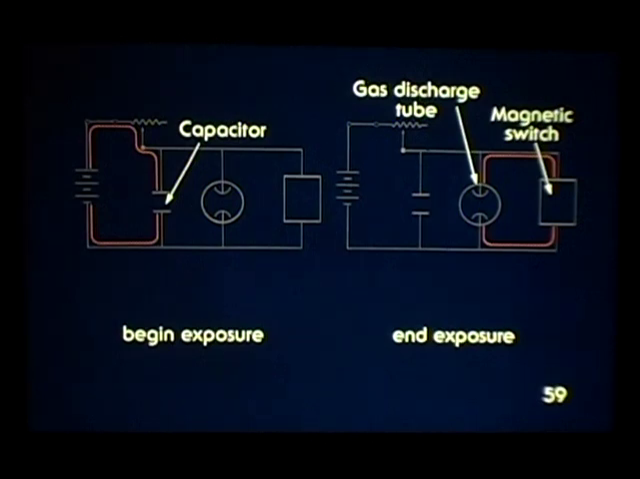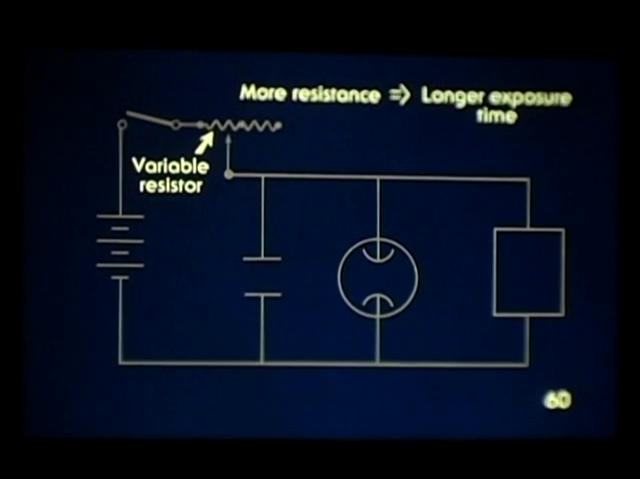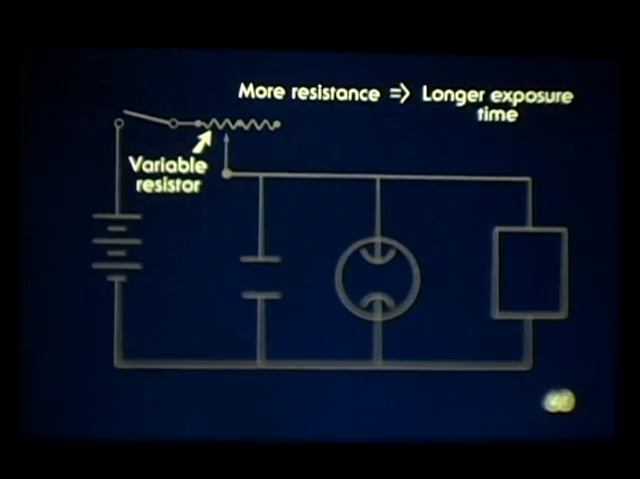...is activated, it supplies voltage to a magnetic switch that stops the exposure. Number 60. Acting together, the capacitor and the gas discharge tube control the amount of time that voltage is supplied to the X-ray tube. The length of time is controlled by the rheostat, which alters the current.